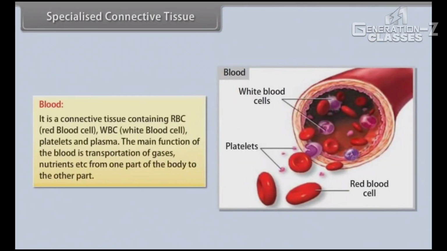Blood. It is a connective tissue containing RBC, that is red blood cells, WBC, that is white blood cells, platelets, and plasma. The main function of the blood is transportation of gases, nutrients, etc. from one part of the body to the other part.